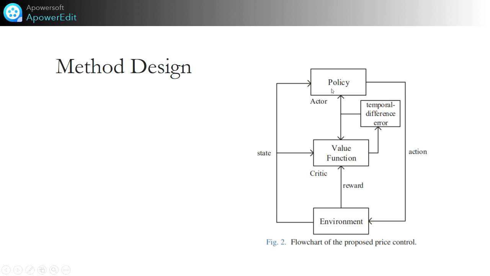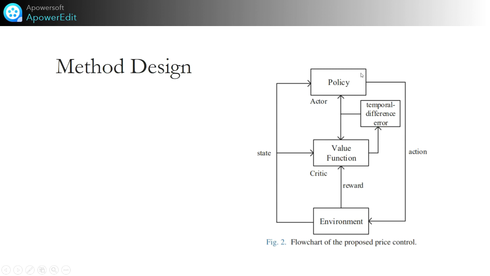There are three parts: policy, value function, and environment. First, the environment will consider the action and the state from the agent to produce the corresponding reward. Then this reward will be provided to the critic to determine the value function. The temporal difference error will be produced by the difference between the expected value function and our current value function.